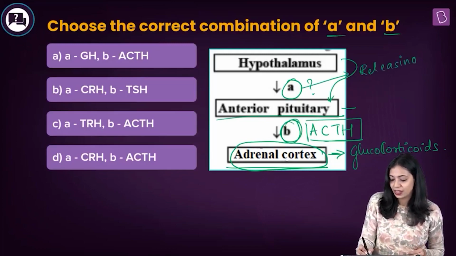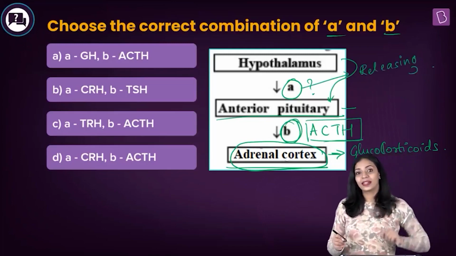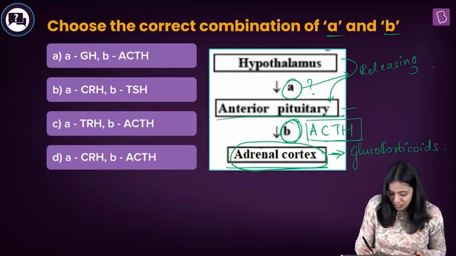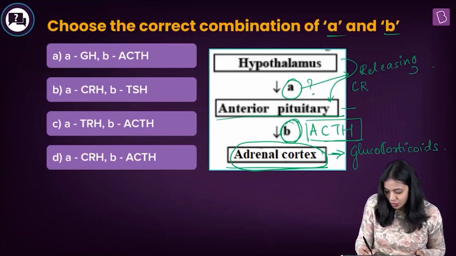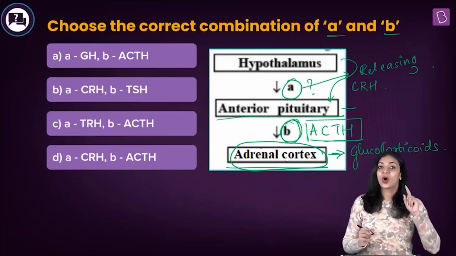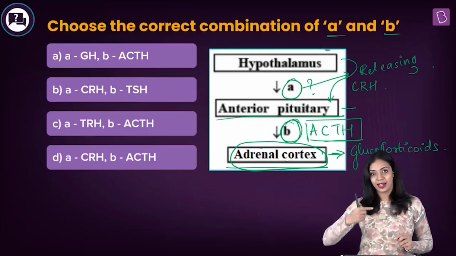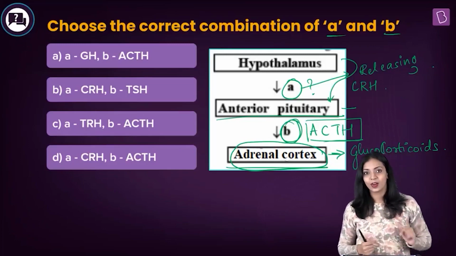So this has to be a releasing hormone. Since it is stimulating the release of adrenocorticotropic hormone, hormone A must be CRH. CRH stands for corticotropin releasing hormone. So the hypothalamus will produce CRH, which is corticotropin releasing hormone.